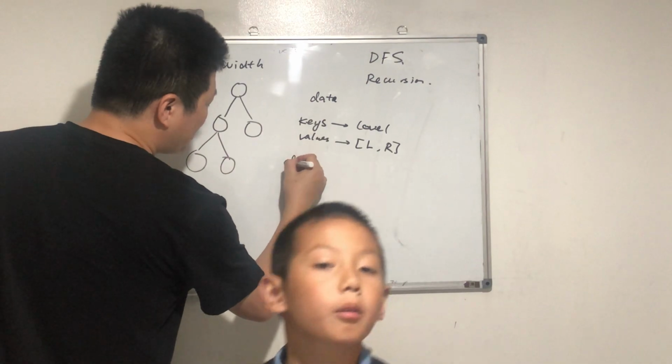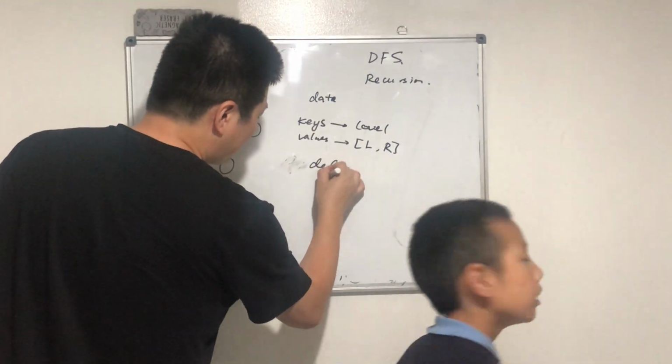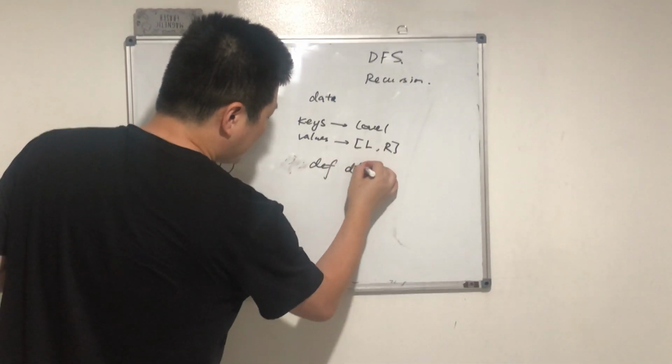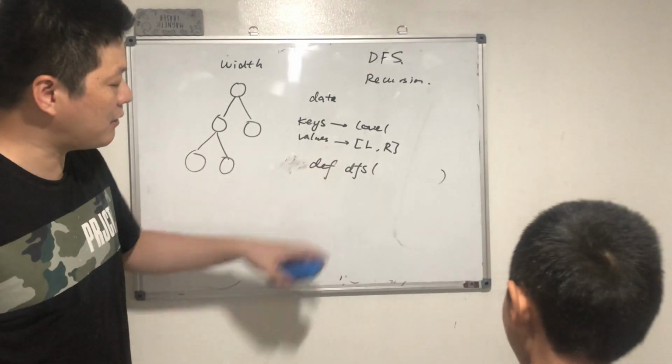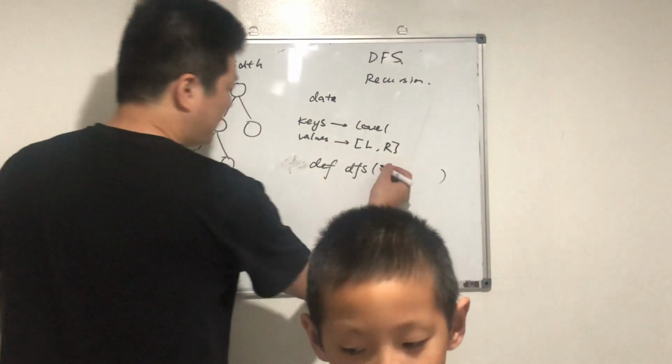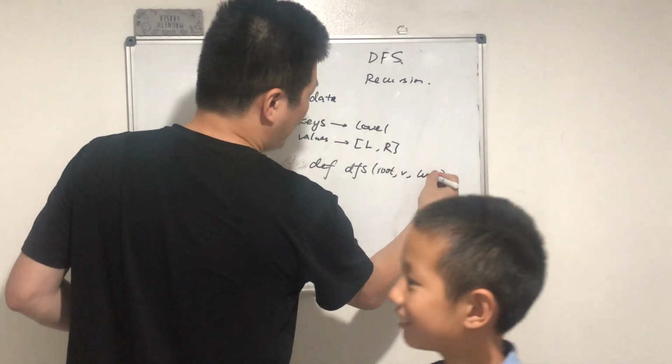So can you tell me what the define is? Let's implement the define. Depth search. What kind of parameters do we need? Root, yeah, for the tree. Value and level.